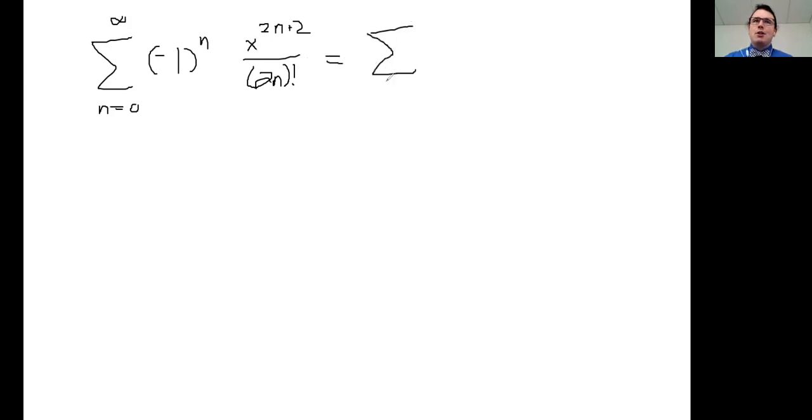Now, to make this look more like the cosine series, I'm expecting to see minus 1 to the power n, x to the power 2n, all divided by 2n factorial. But these two sides aren't balanced yet. What's missing? Well, if I have plus 2 in this exponent, I can break that off and say that I've multiplied my summand formula by x squared, right? I'm just using laws of exponentiation.